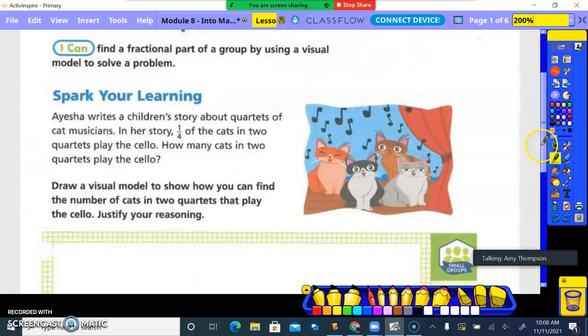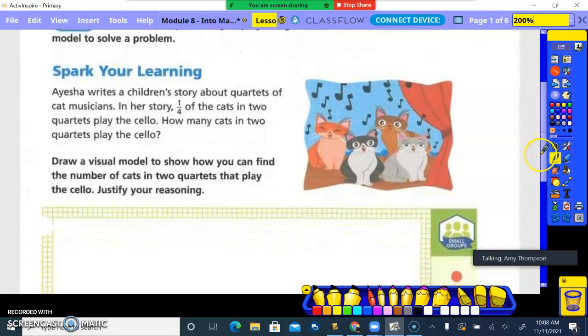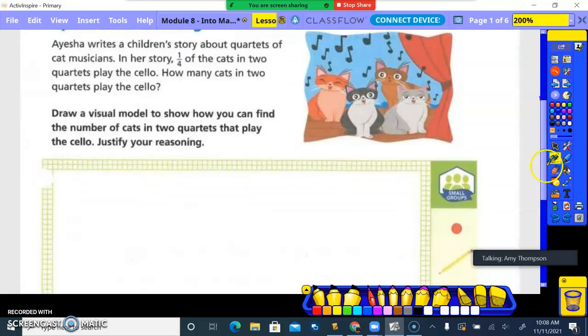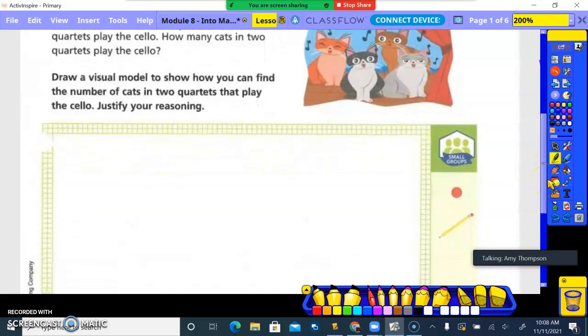Spark your learning. Aisha writes a children's story about quartets of cat musicians. In her story, 1/4 of the cats in 2 quartets play the cello. How many cats in 2 quartets play the cello? So they want us to draw a visual model to show how you can find the number of cats in 2 quartets that play the cello, and then they want us to justify our reasoning.